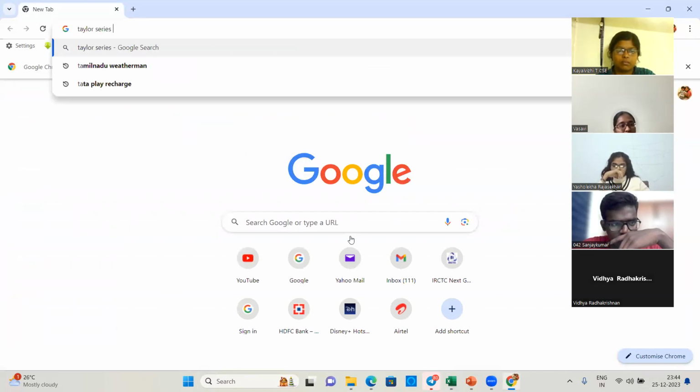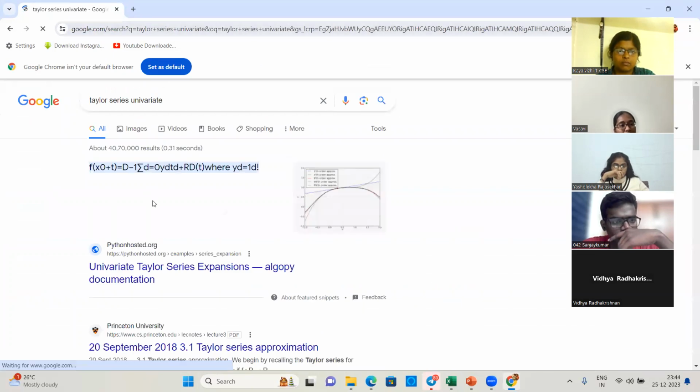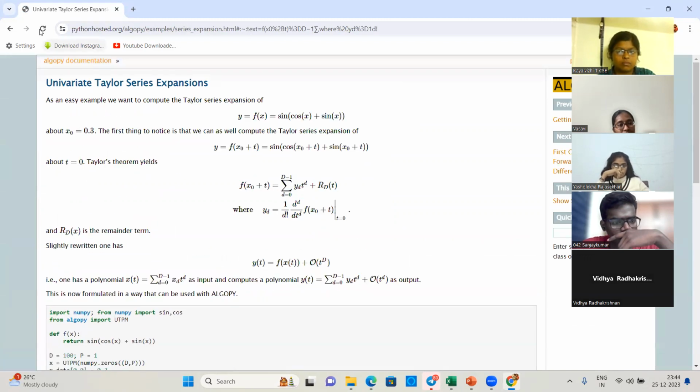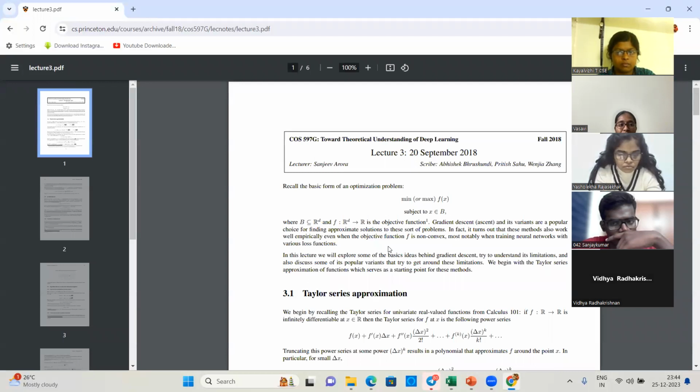Taylor series, univariate. See if this helps. Confusing. Wait, let's see this. I think you can check out the images tab. This is okay, not too bad.